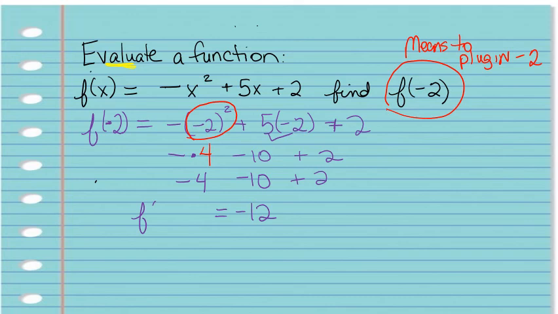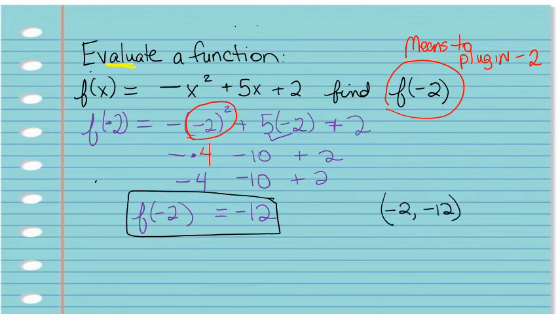So f of -2 is going to be -12. That corresponds to the point (-2, -12) on the graph.